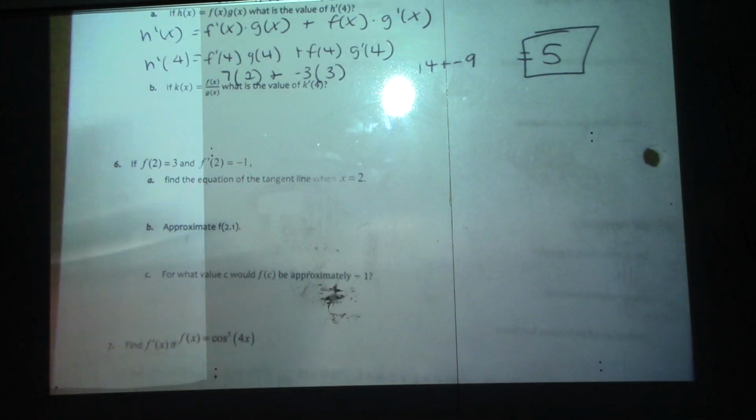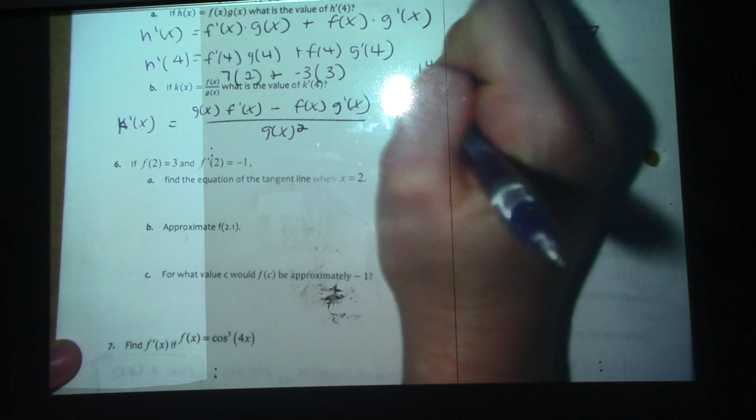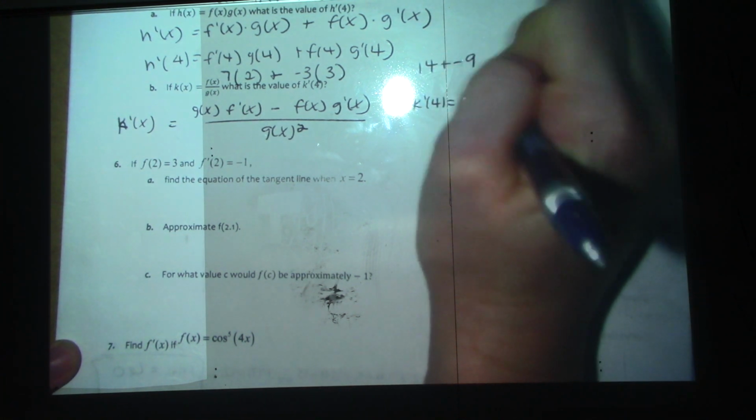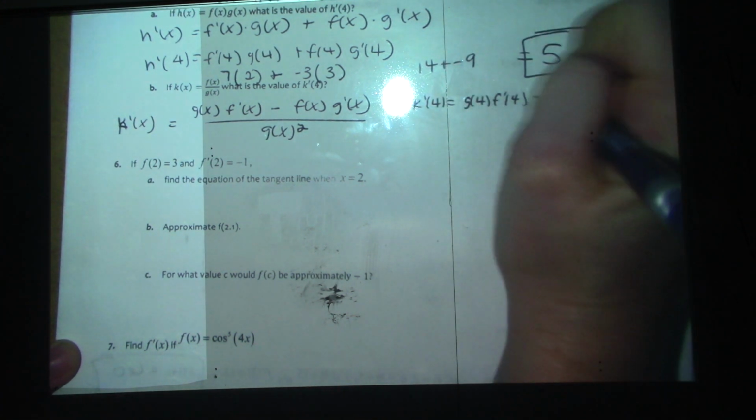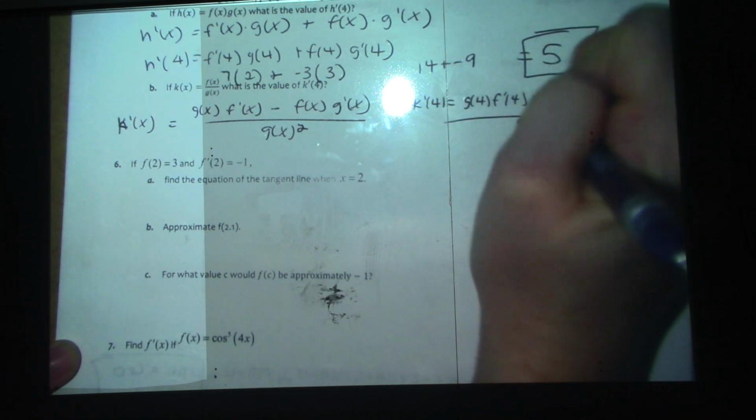Here, these two are being divided, so that means I'm going to use the quotient rule. So low d high, minus high d low, underneath the low squared, goes like this. That's what h prime of x is, or k prime in this case, sorry. So then k prime of 4 is just g of 4 f prime of 4, minus f of 4 g prime of 4, all over g of 4 squared.